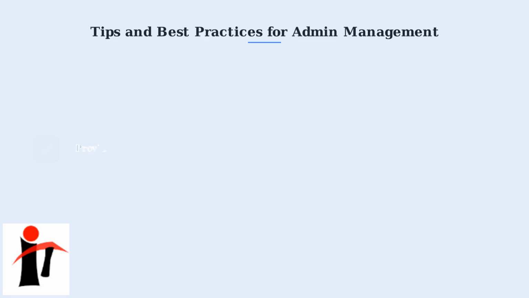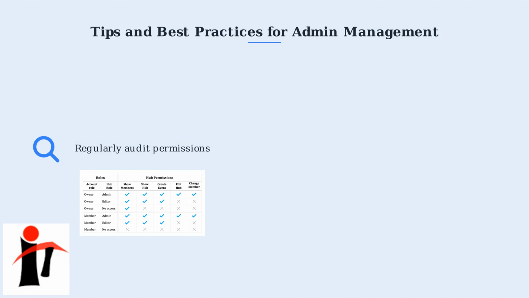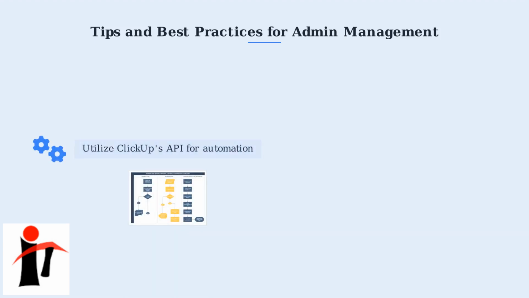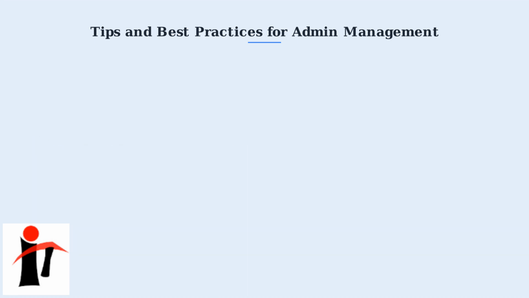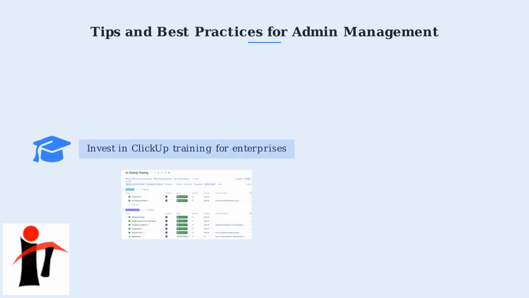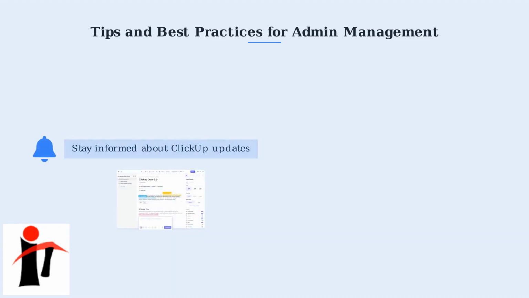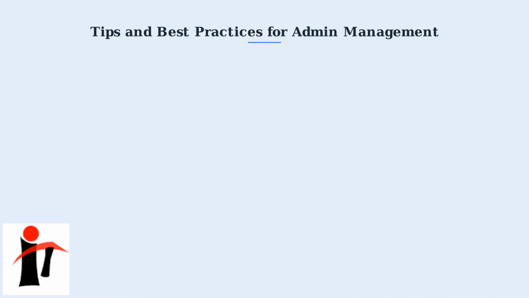To effectively manage admins in ClickUp, start by providing clear guidelines and expectations for their roles and responsibilities. Regularly audit permissions to ensure they align with user roles and current responsibilities, preventing security risks. Utilize ClickUp's API for automating admin additions and permission updates, streamlining management processes. For larger enterprises, consider investing in ClickUp training to minimize confusion and maximize efficiency. Stay informed about ClickUp's updates as features and permissions continue to evolve.